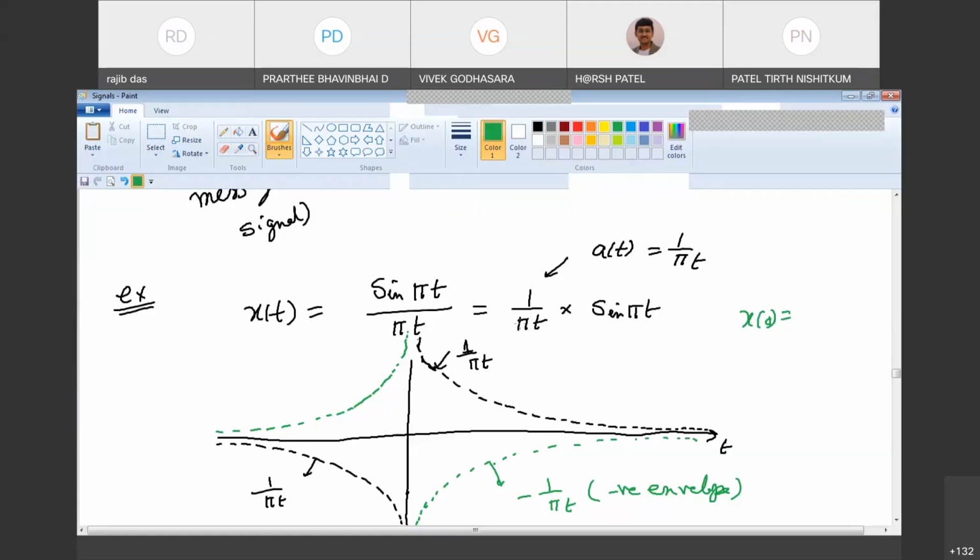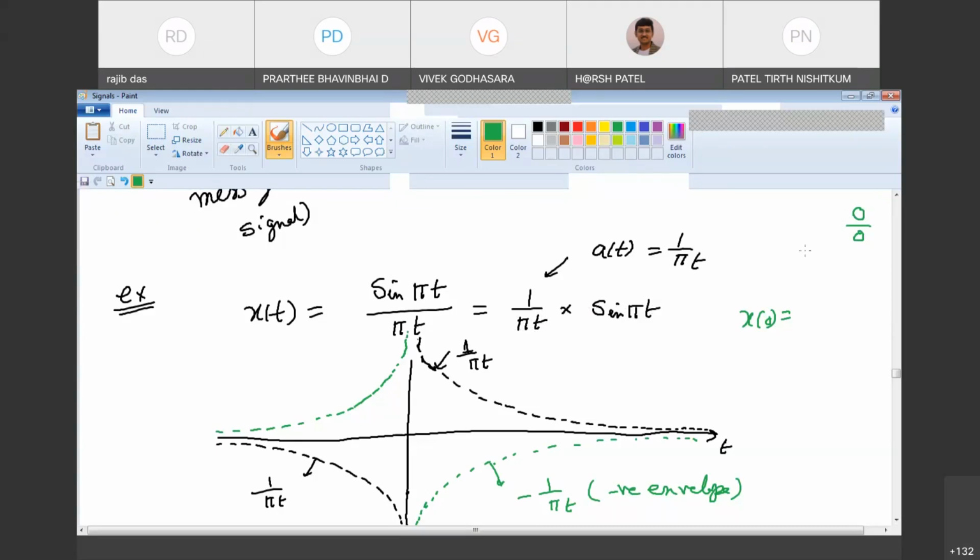Limit. Limit, exactly. Because this is in 0 by 0 form. Because at t equal to 0, sine omega t is 0, and at t equal to 0, pi t is also 0. So at t equal to 0, it is 0 by 0. So in 0 by 0 form, here you have to take the L'Hospital theorem. Then you can find the limiting case.